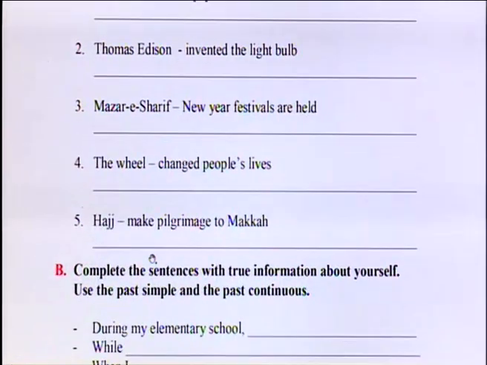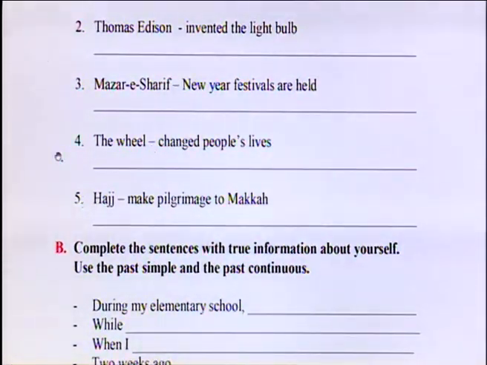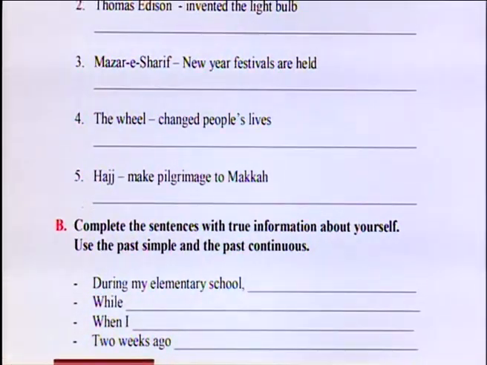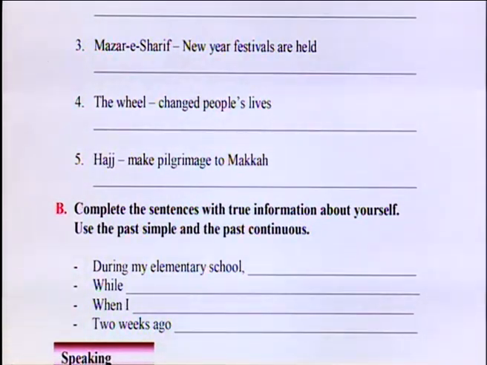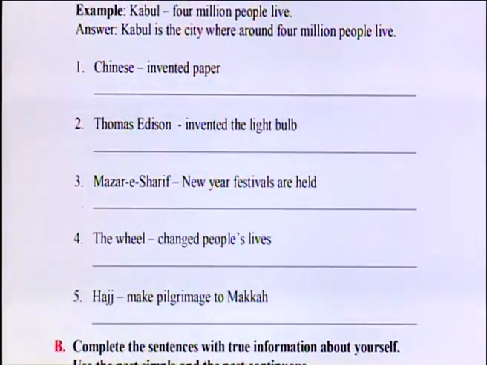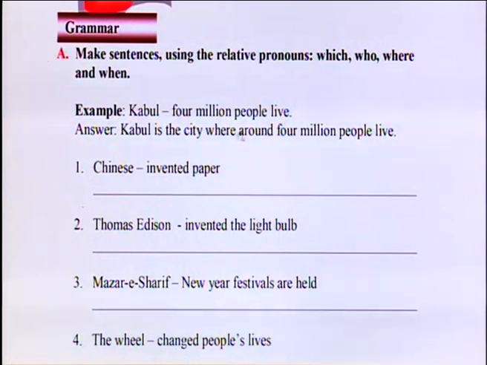Now it's your turn. You have to write down a sentence for number 4 and number 5. Read them carefully and try to write down a beautiful sentence with the use of relative pronouns, and you have them here. Which, who, where and when.